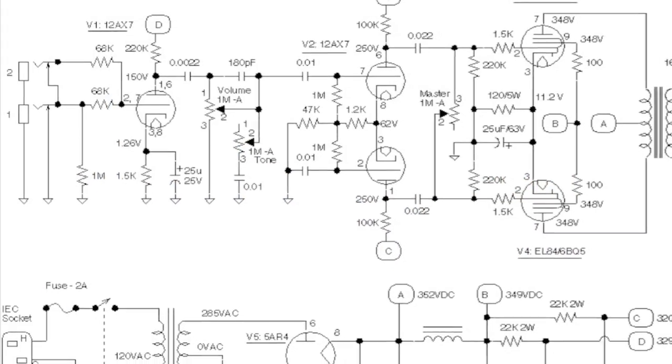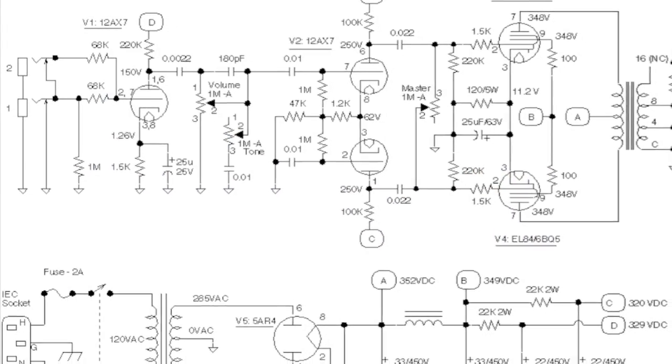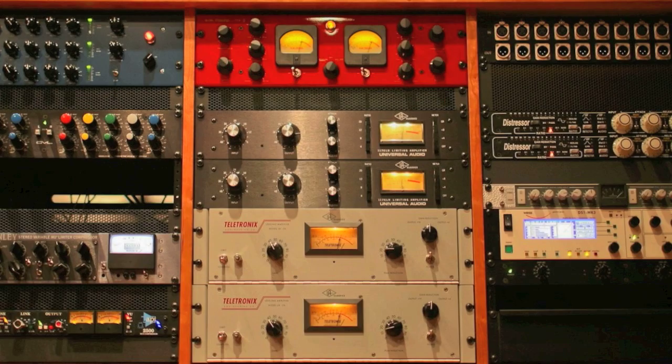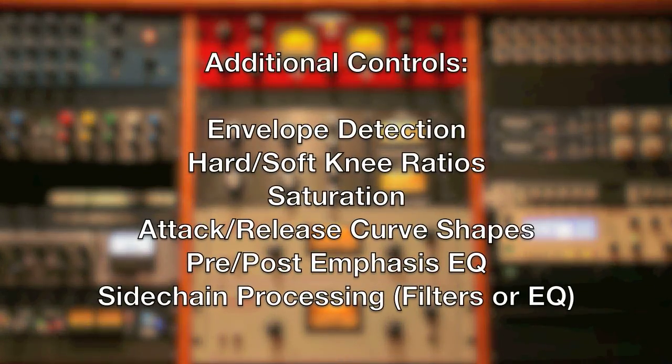Compressor circuit design is often unintuitive and requires some magic to achieve the desired effect. In addition to those already mentioned, controls of a compressor might include envelope detection modes, hard and soft knee ratios, saturation, attack and release curve shapes, pre and post emphasis EQ, and sidechain processing in the form of filters or EQ.